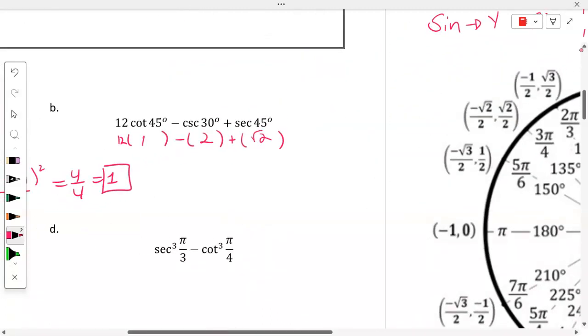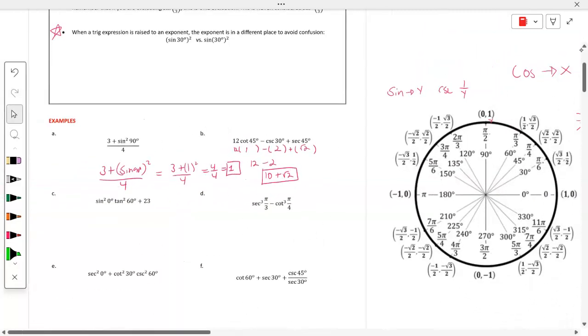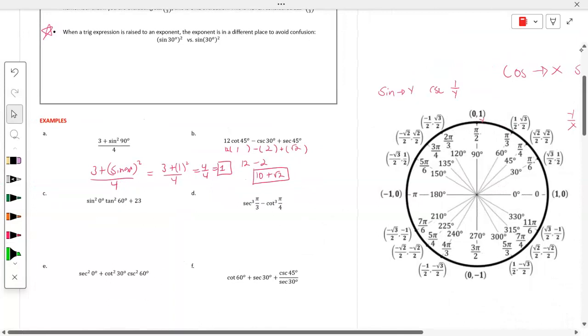So long story short, we're going to do 12 times 1, which is 12, minus 2, which is going to be 10, plus root 2. And since one term is in radical form and one is not, we're going to leave it in exact form. We're just going to leave it just like that, 10 plus root 2. Of course, you could get the decimal version, but we're typically going to ask for the exact form. That's as far as we can go, arithmetically.